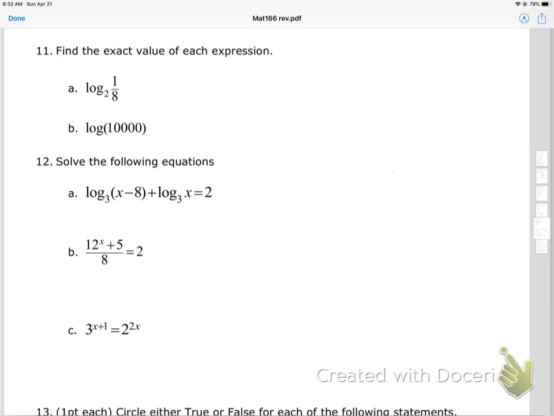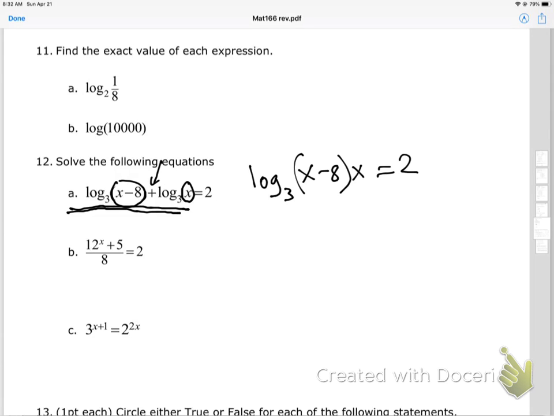Right. Next. The first part of this, on the left-hand side, I'm going to combine to a single log. Because it's a plus, it becomes a multiplication. This is log to base 3 of x minus 8 times x equals 2. I just multiplied those two together because it's a plus. So here it is as a single log. Let's do the distributive law. That's x squared minus 8x.